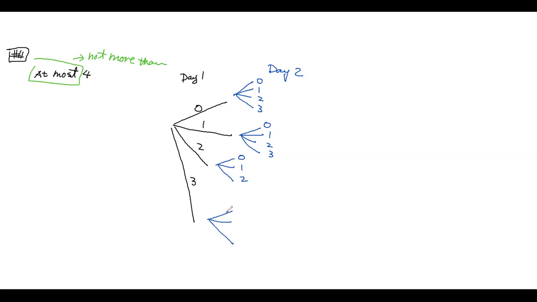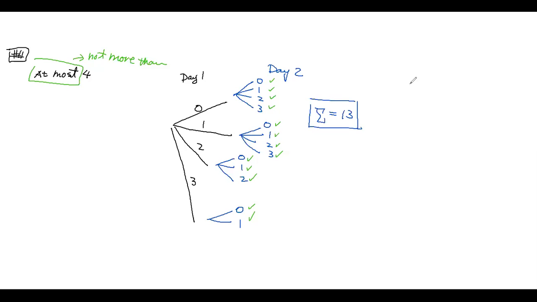Okay, now let's take a look at these ones here. If the student studies 3 hours, then on day 2 they can only study 0 hours or 1 hour, right? They cannot study 2 hours, because then it would be more than 4. So now you just add it up. How many situations do you have? You have 1, 2, 3, 4, 5, 6, 7, 8, 9, 10, 11, 12, 13. If you sum that up, you have 13 different ways to study.